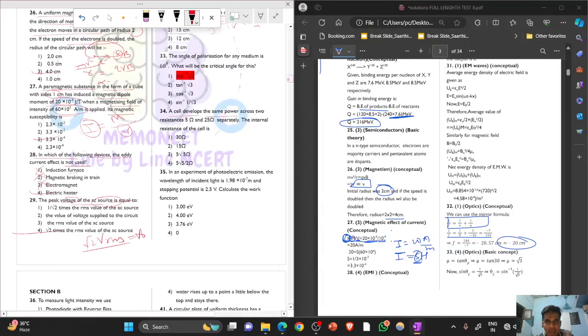The cell develops the same power across the 5 ohm and 25 ohm resistor. The internal cell. Okay, your power is the same. You can include the power. You know power for the case of. Okay, there is another question. Sorry, I missed it.